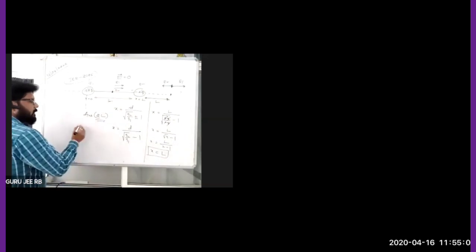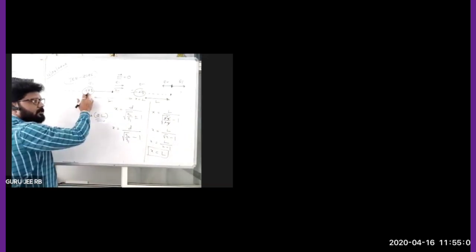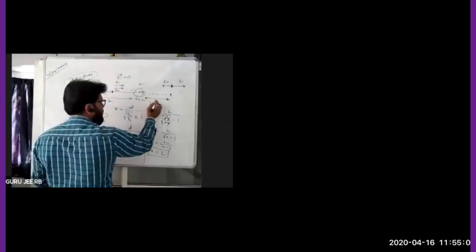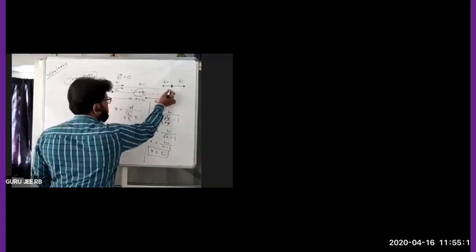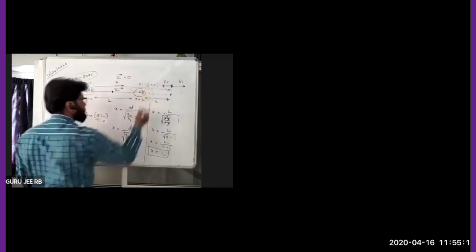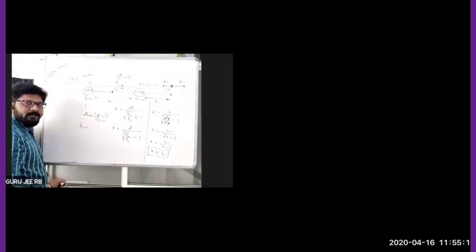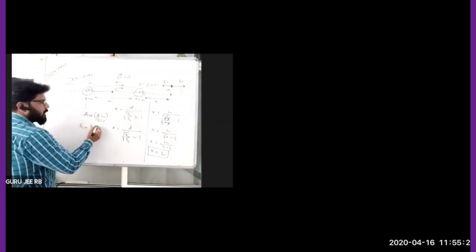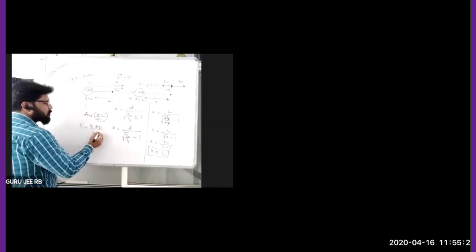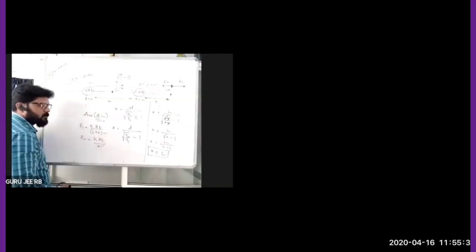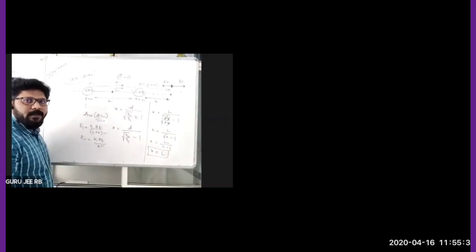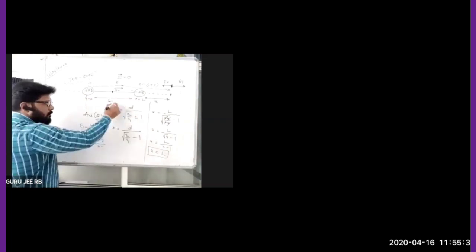E1 is due to this charge. I don't know this distance, so let me take it as X. So from here, the distance is L plus X. Am I right? Yes or no? So E1 can be written as K8Q divided by (L plus X) whole square, and E2, due to this charge, is K into 2Q divided by X square. Both should be equal in magnitude and opposite in direction. This is formula based.